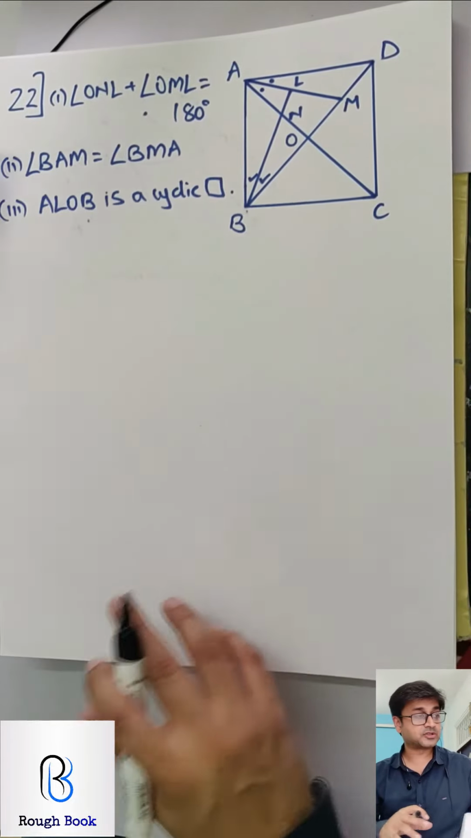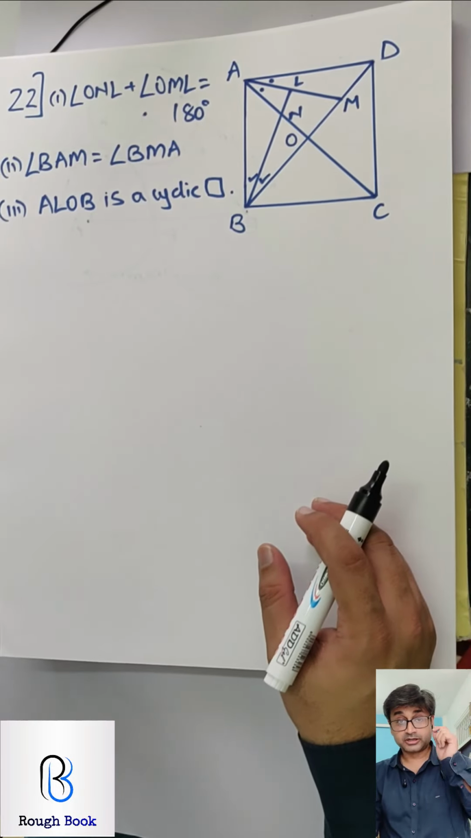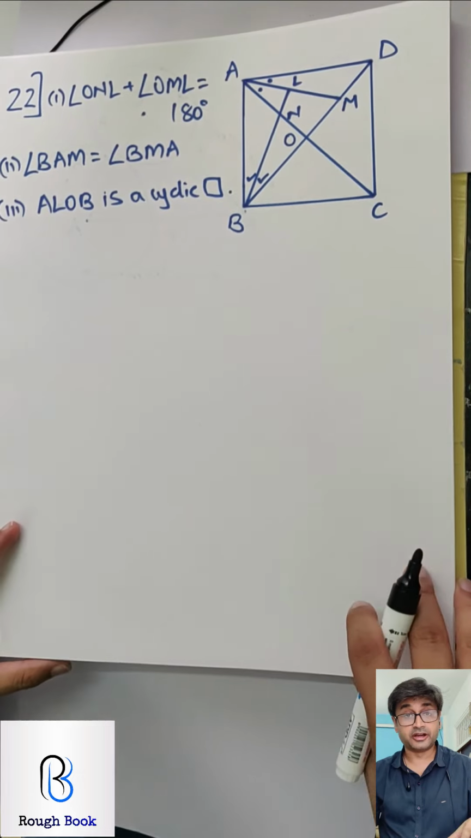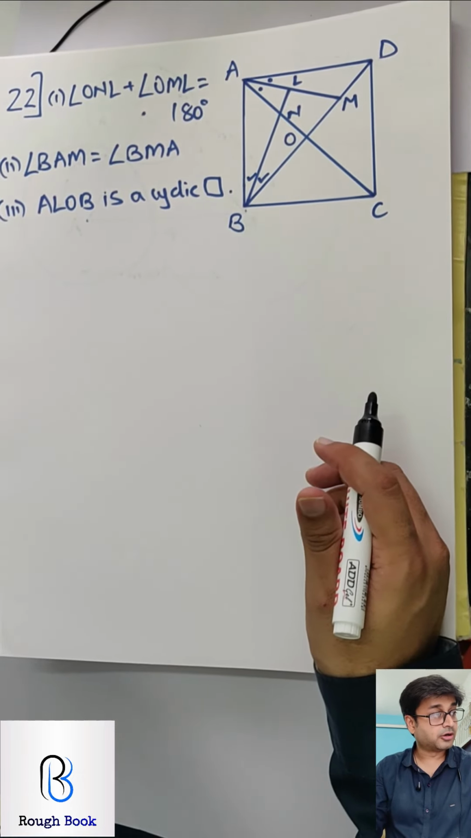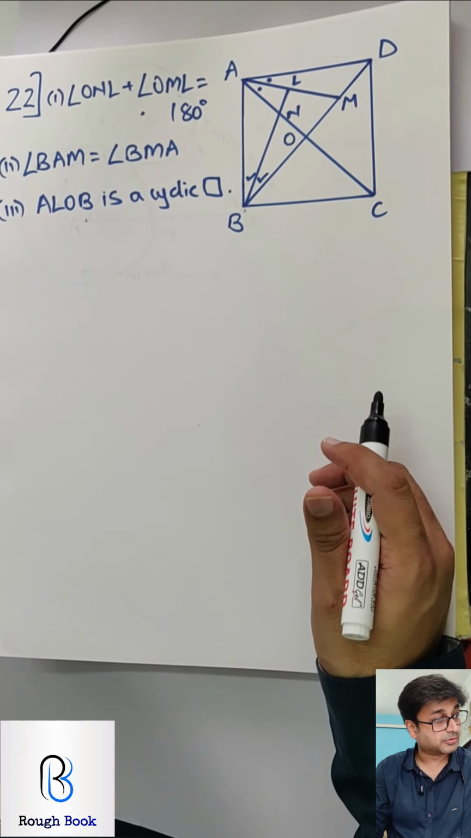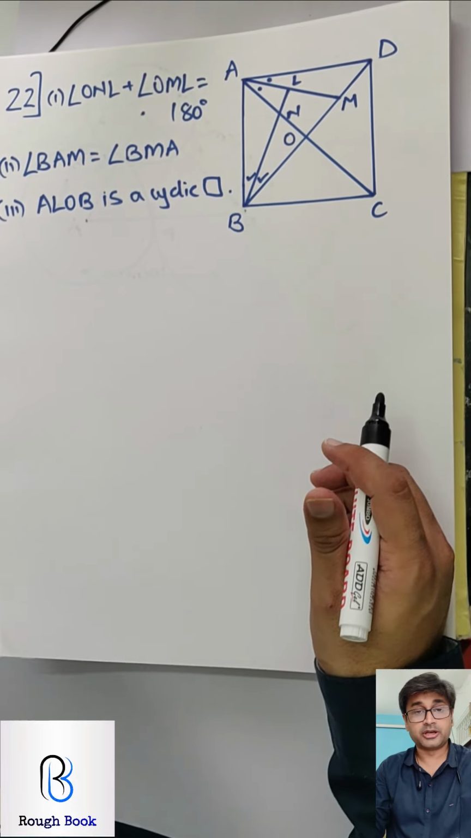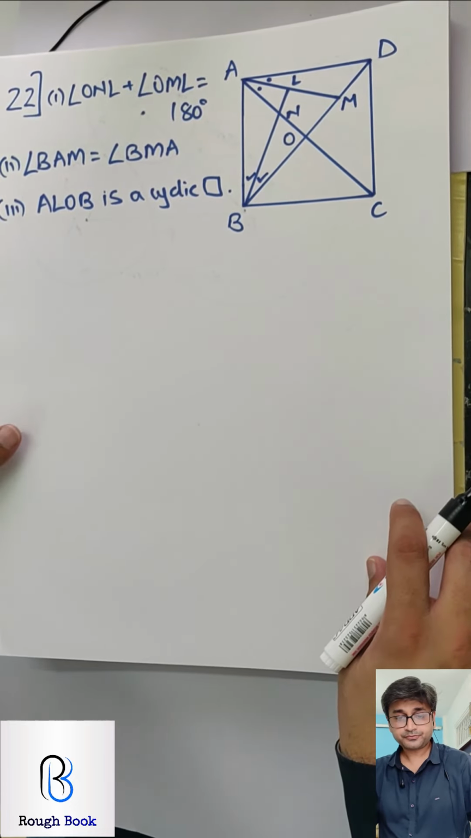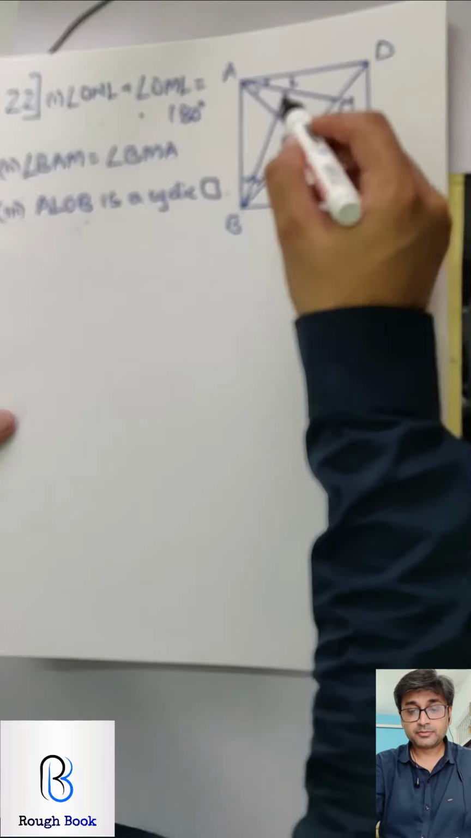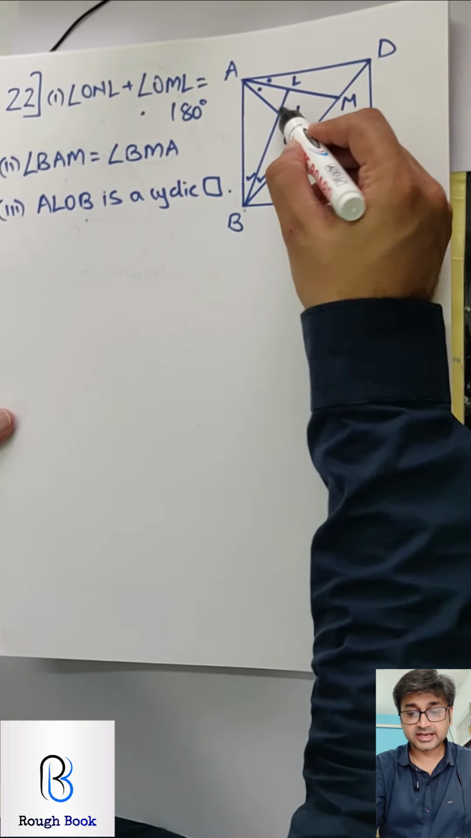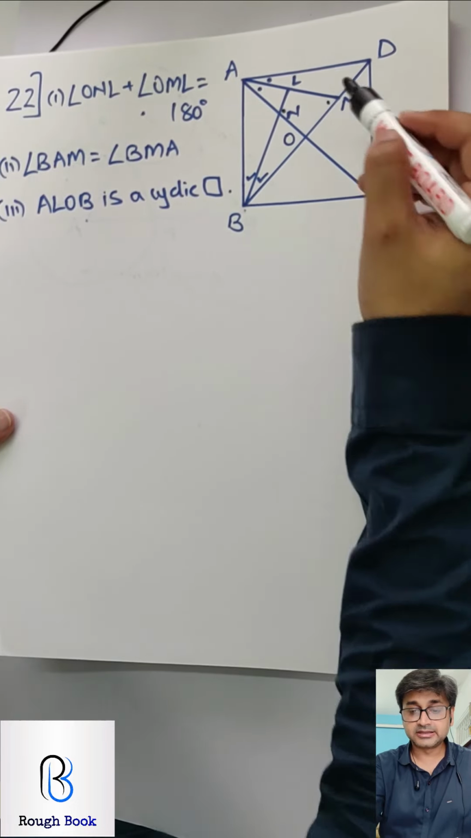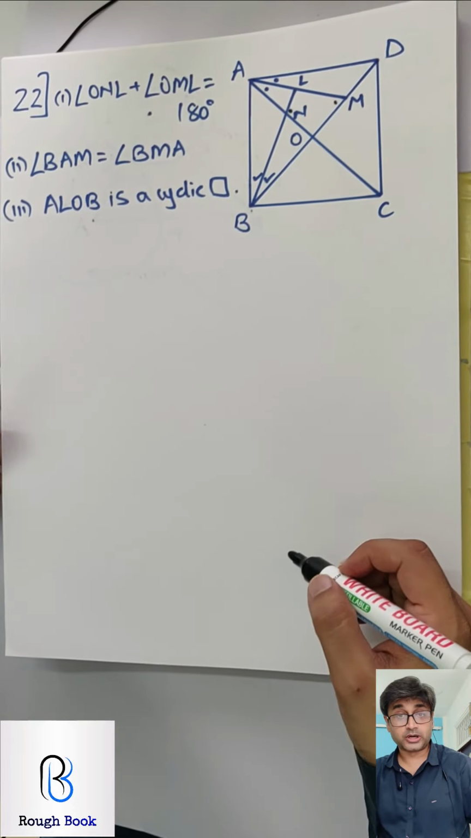Let's go to the next one, sum number 22. Put a star beside it, it's a very good question. So I want everyone to please focus on this question with me. Do not try and go ahead, otherwise you will not be able to get this one. Okay, they say prove that angle ONL, that is this angle here, and angle OML, this angle here, the total is 180.